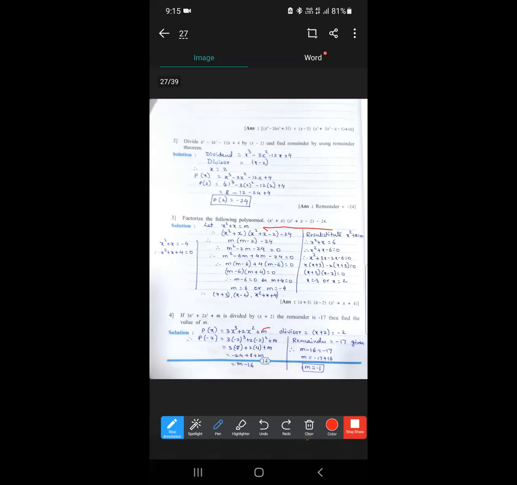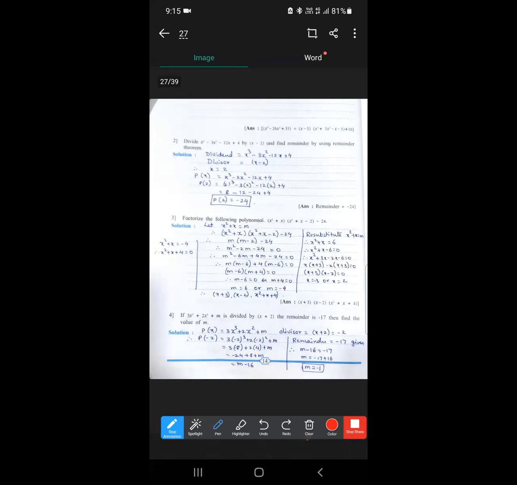So from the question, if you see carefully, x square plus x is in the first bracket, and in the second bracket also, students, you can see that x square plus x is there. That means in both brackets, x square plus x is common. That observation skill you should have. Whatever the common part is, for that part we will do the substitution. Once we get the answer, again we will re-substitute.